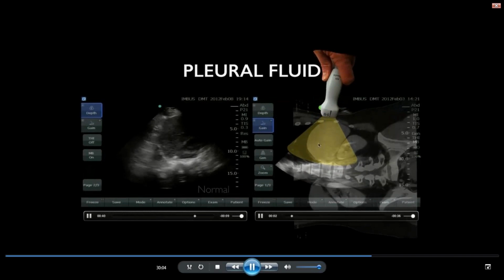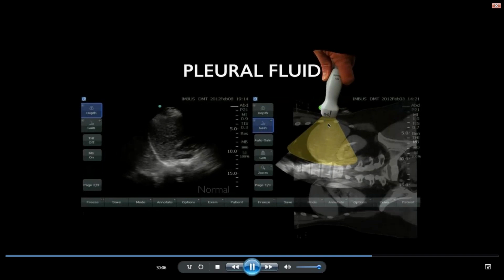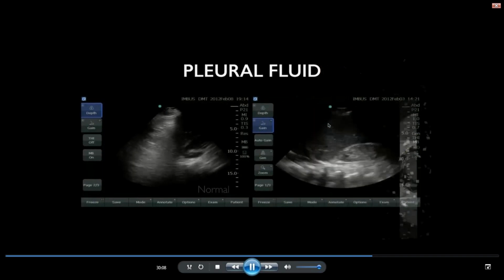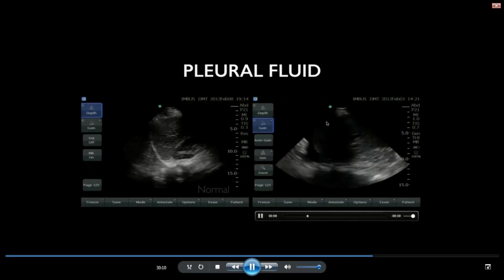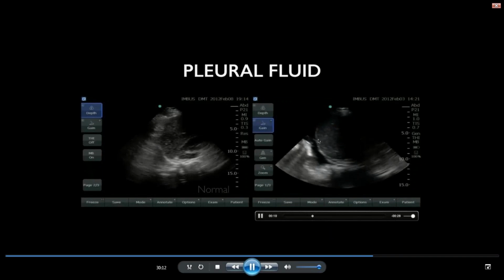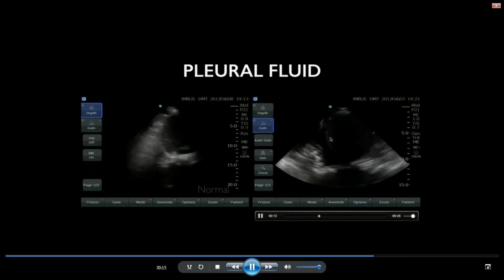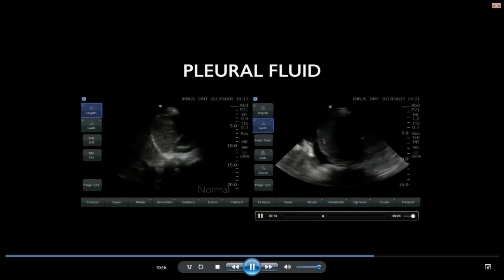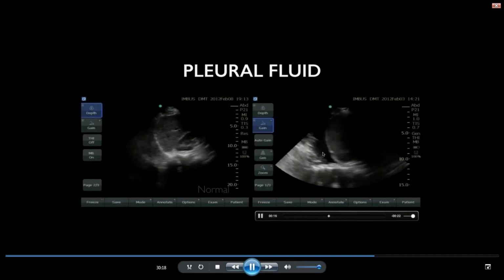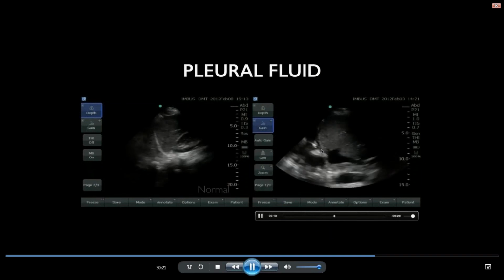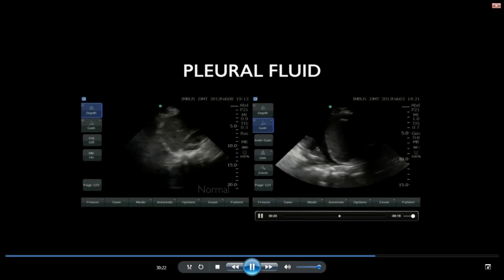In somebody with pleural effusion, however, see how this looks different. What you can appreciate here is the diaphragm, the liver, but there is no mirror image of the liver above the diaphragm, and you can appreciate this black anechoic area which represents pleural fluid.